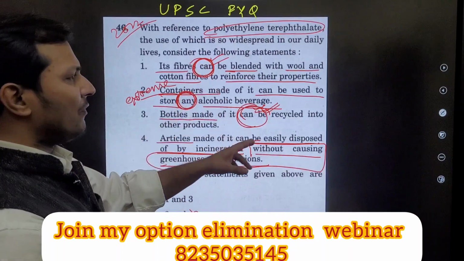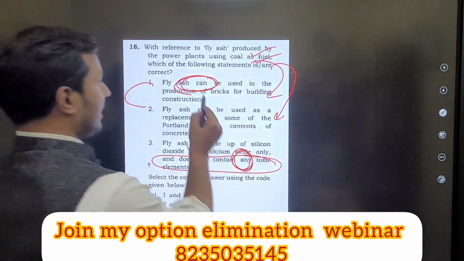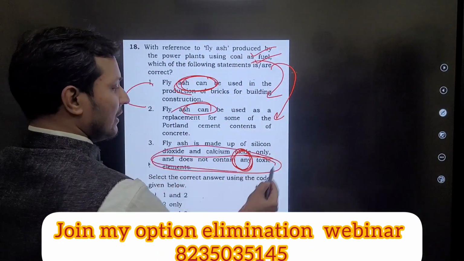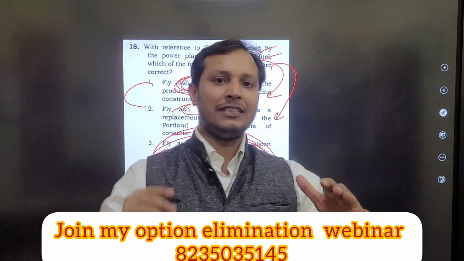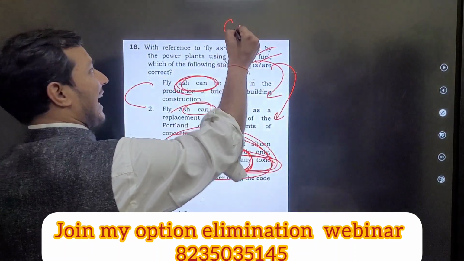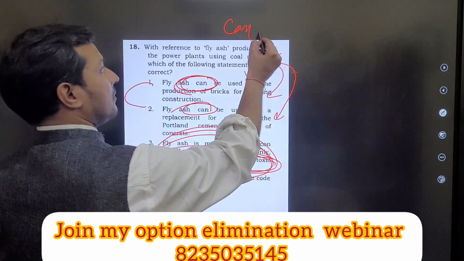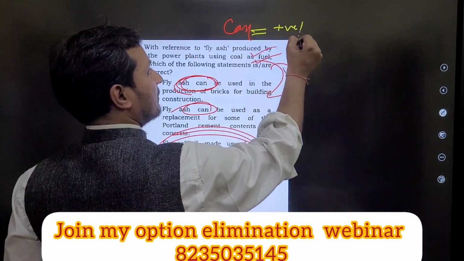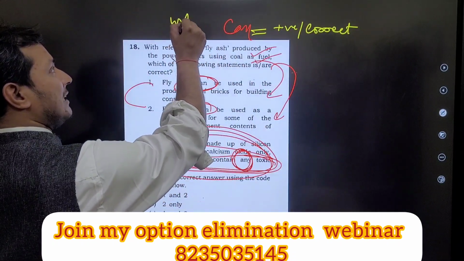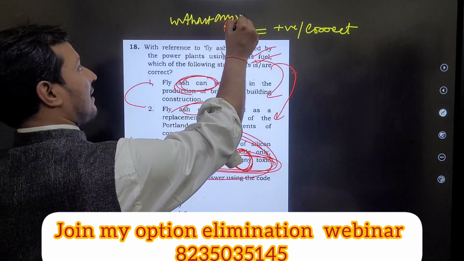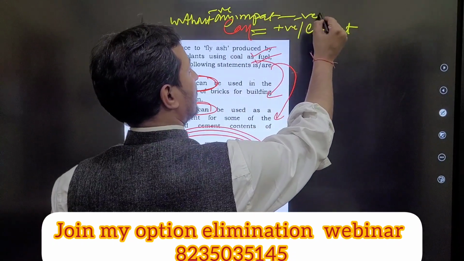In the same way, in the similar fly ash question, you see can, and without any toxic element, without any impact on the environment. So whenever UPSC in an environment question uses the word can, most probably it will be a correct statement. And whenever it says without any negative impact on the environment, generally those statements will be incorrect.